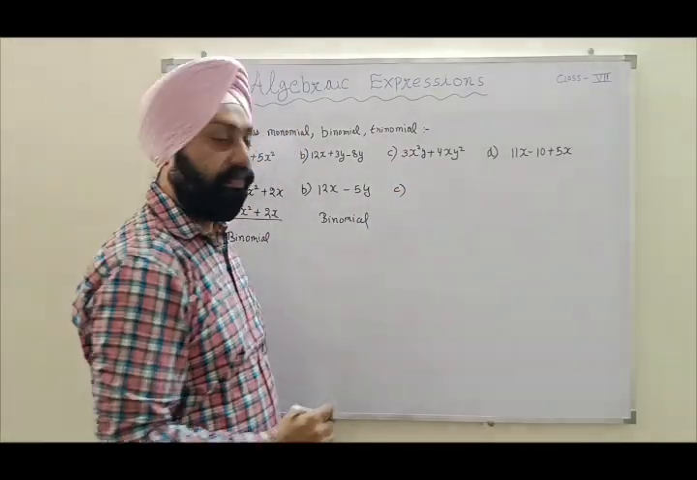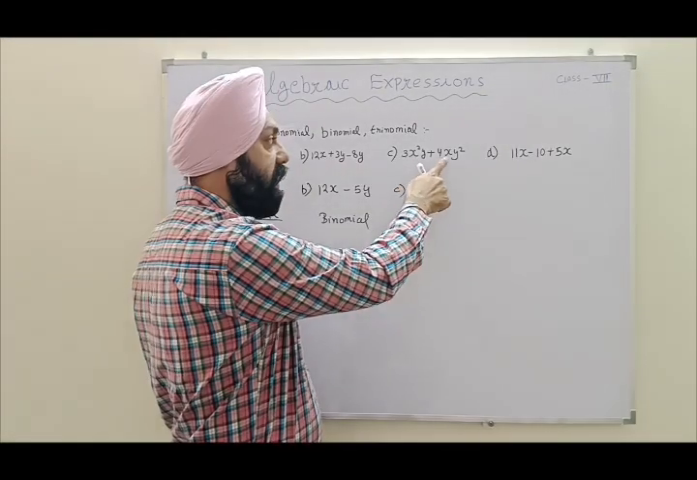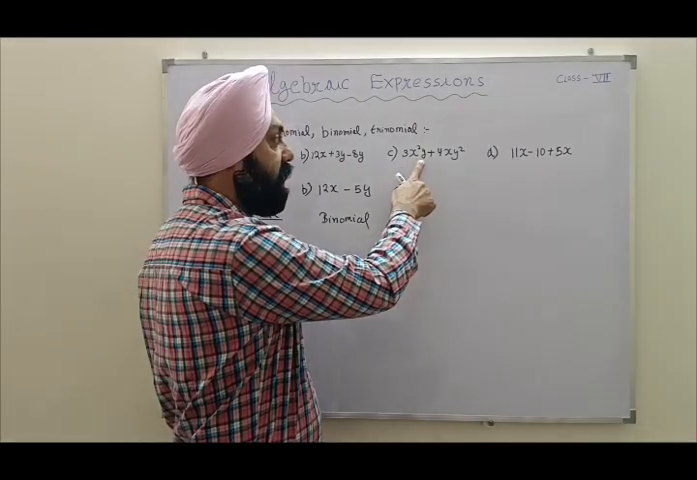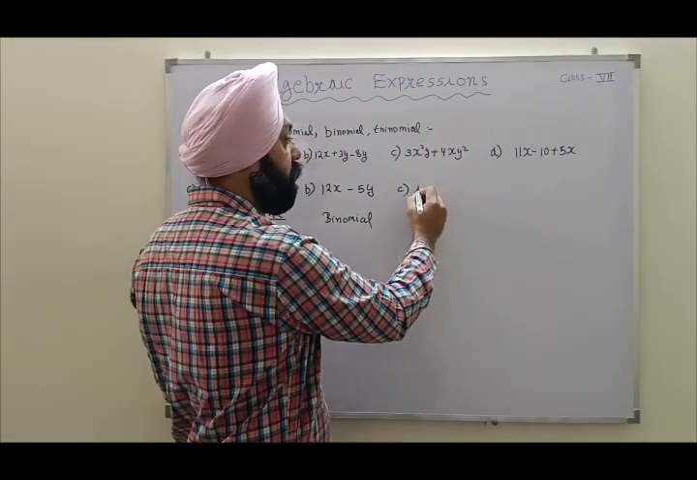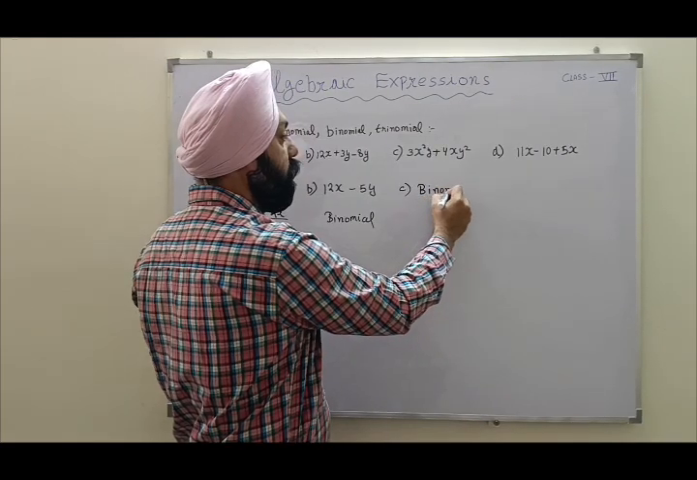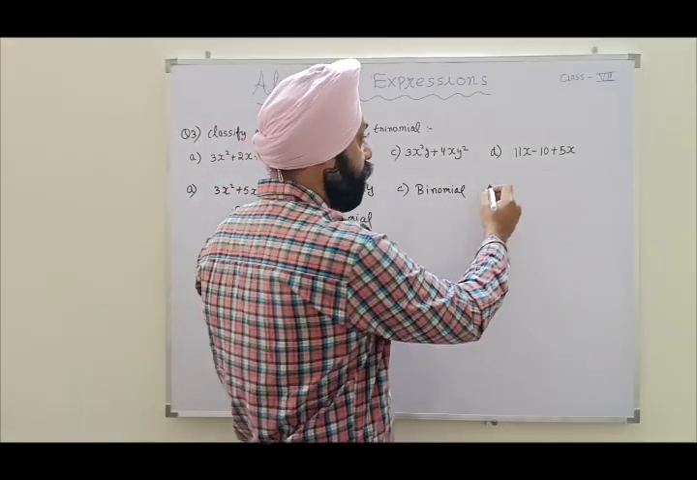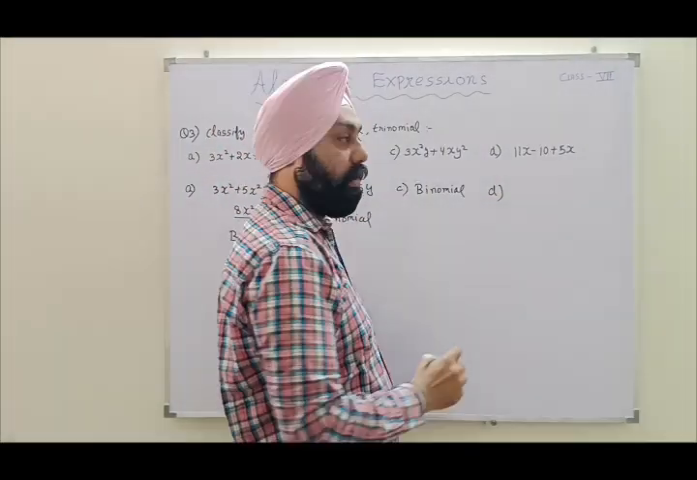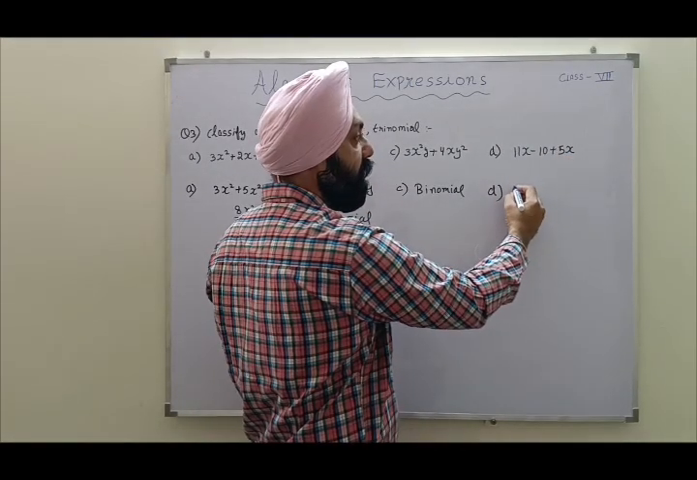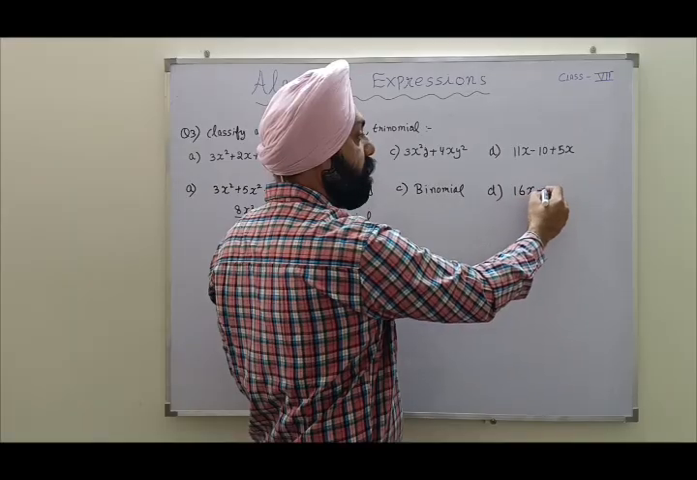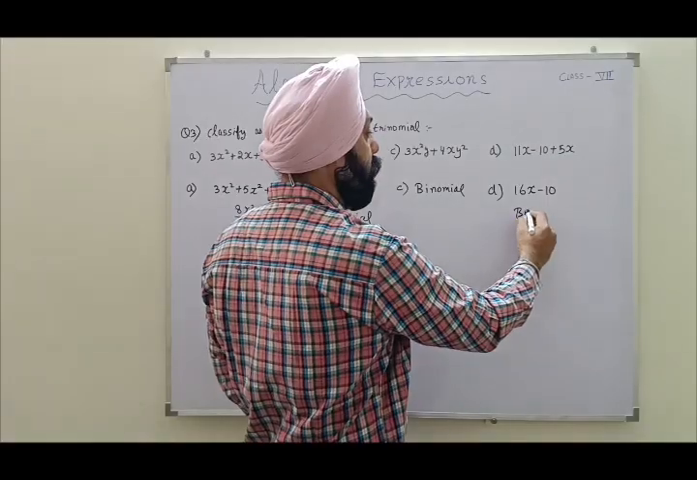C part, there are two terms, but you can say that there are x square y and xy square. Here x is 2 and y is 1, whereas in this term x is 1 and y is 2. So these are unlike terms. So directly it is binomial. Bi means 2, tri means 3, mono means 1. In this term, again 11x and 5x, these are like terms. We can simplify it as 11x plus 5x will give 16x minus 10. Now these are unlike terms. Again it is binomial.